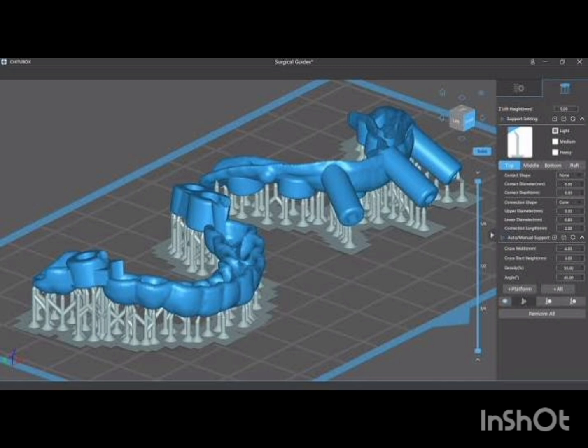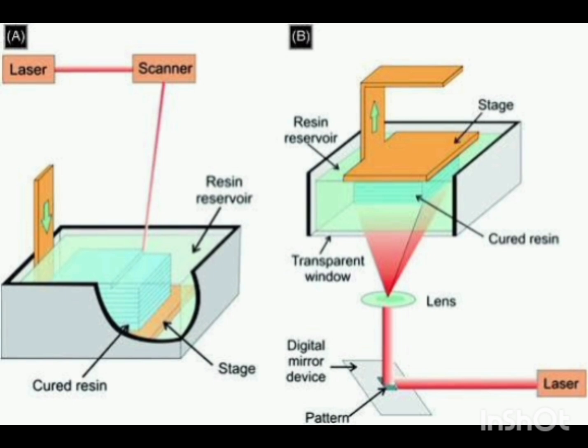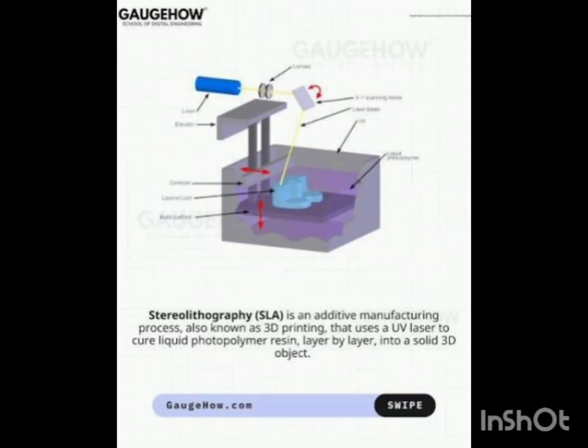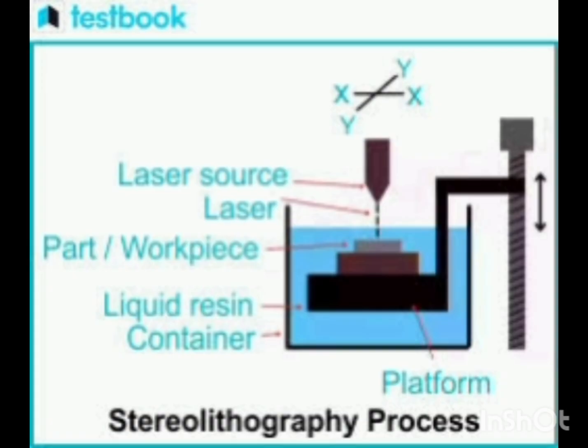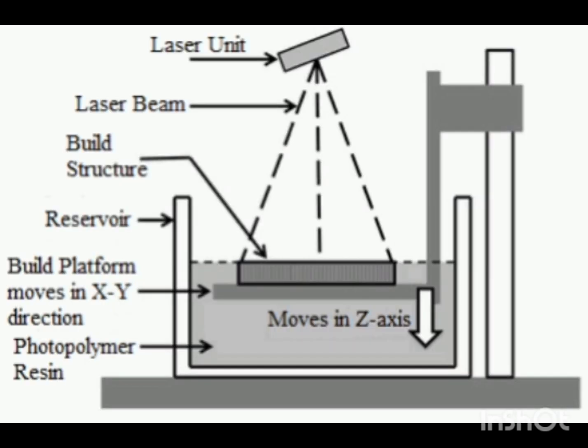Now, the advantages are that they have high accuracy, rapid production, excellent surface finish, digital workflow integration, reduced laboratory dependence, lower long term cost, easy storage of digital files, and quick replacement of lost aligners. But there are certain limitations also. For example, initial equipment investment, resin handling requires care, regular maintenance is essential, and printing failures may occur with incorrect settings.